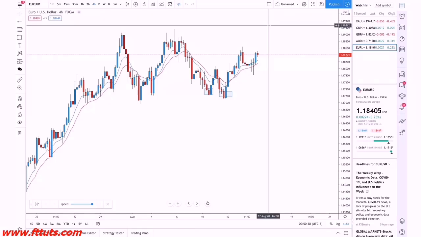Reversal if it breaks that 78.6 extension and it's not turning around, or a reversal if it creates a double bottom or double top, and the price won't do that on Fibonacci and still go to the extension levels. The Fibonacci is over at that point.